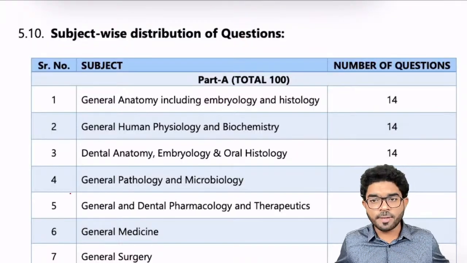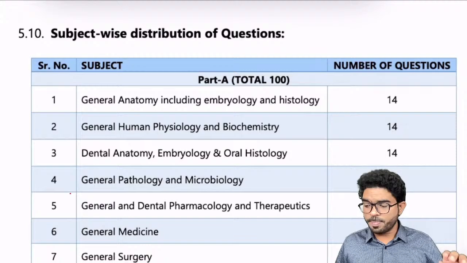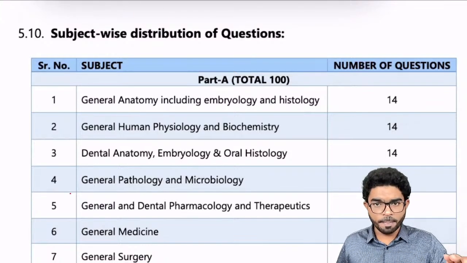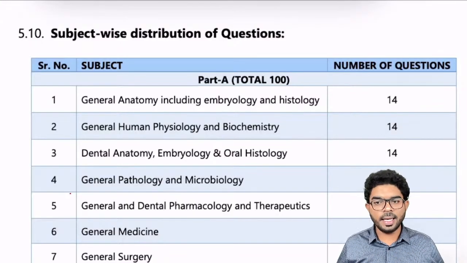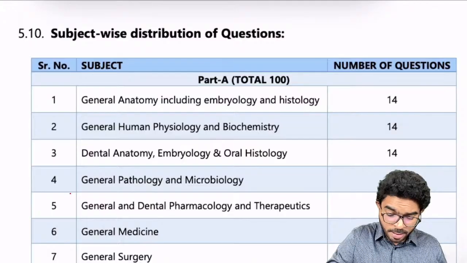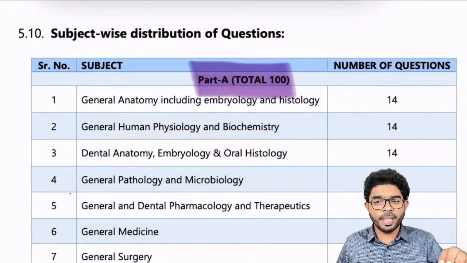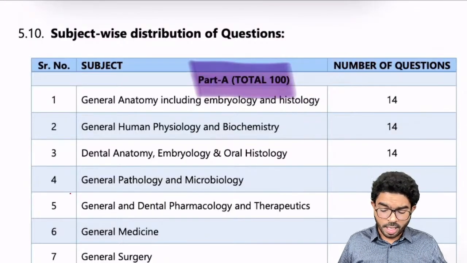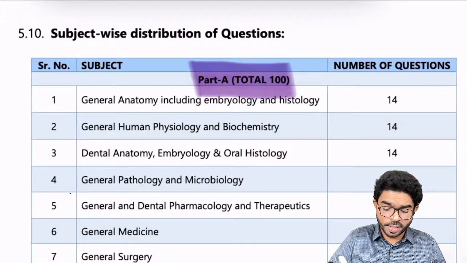The exam is for 240 questions over 3 hours, and it is split into part A and part B. Part A includes all your first year, second year, and third year subjects, without oral pathology and dental materials, and is going to be 100 MCQs with a time duration of 75 minutes. For the first 75 minutes, you'll get access to all these 100 questions.